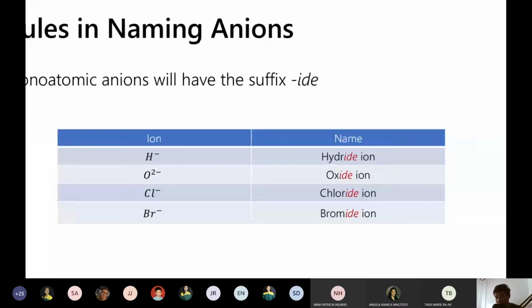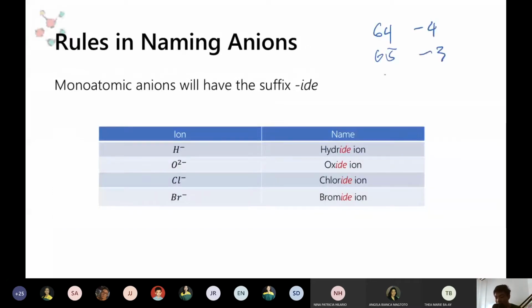For group 4, ang kanilang charge is minus 4. Group 5, negative 3. Group 6, negative 2. And group 7, ang charge nila ay negative 1. Example, nitrogen, minus 3. Monoatomic anion yan, so its name will be nitride. Hindi siya nitrogenide. Nitride daw. Pagandahan na lang.